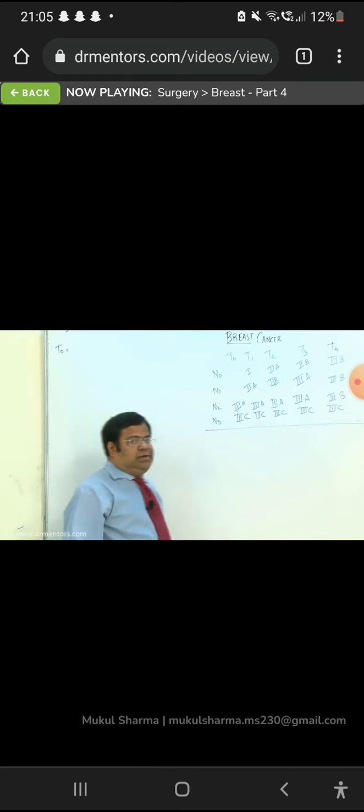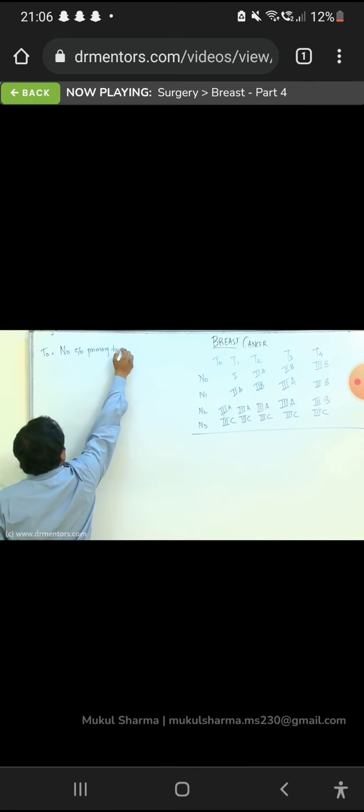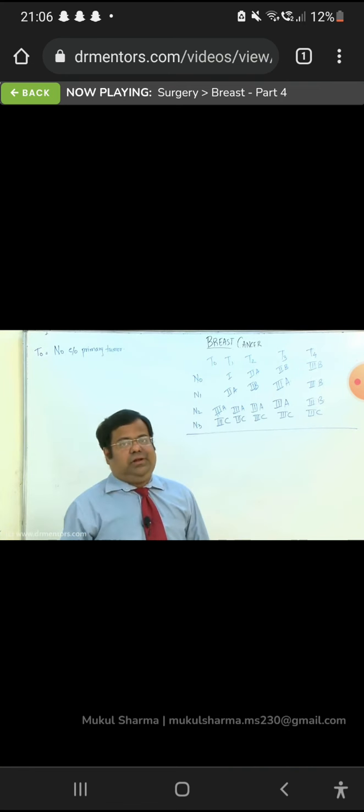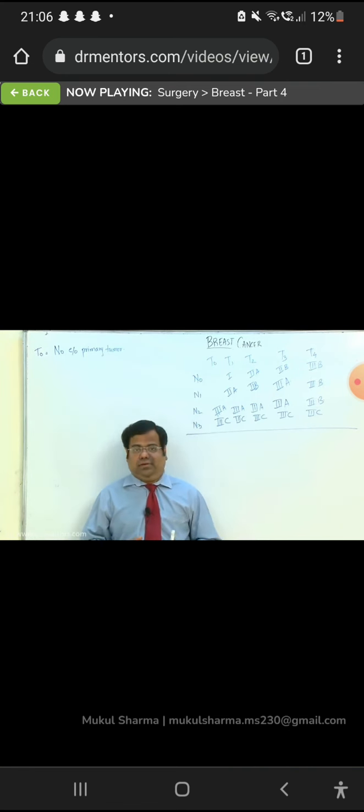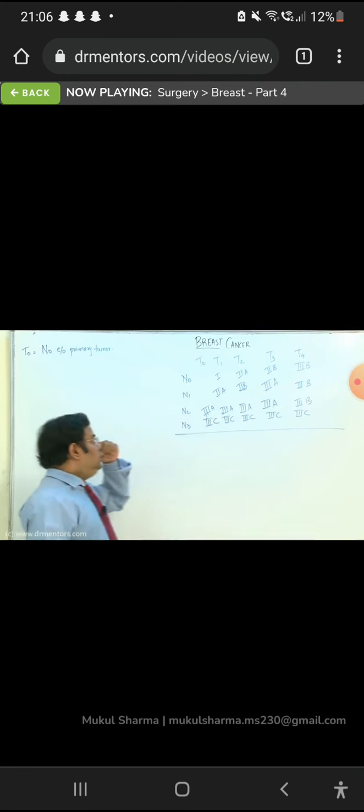We'll start with T. What is T0? T0 is when there is no evidence of primary tumor. So there is a possibility that a lady comes to your OPD with a lump in the axilla. You biopsy it, and the pathologist tells you that this is a malignancy, a secondary from breast cancer. Primarily you are not able to detect any malignancy, but the metastasis is there. So that is T0.